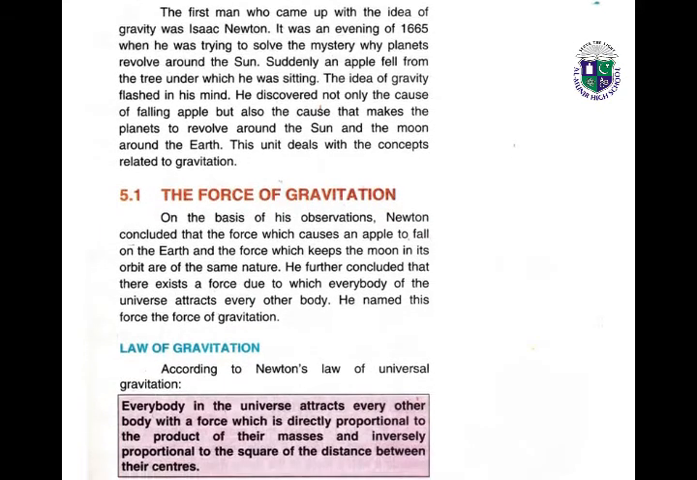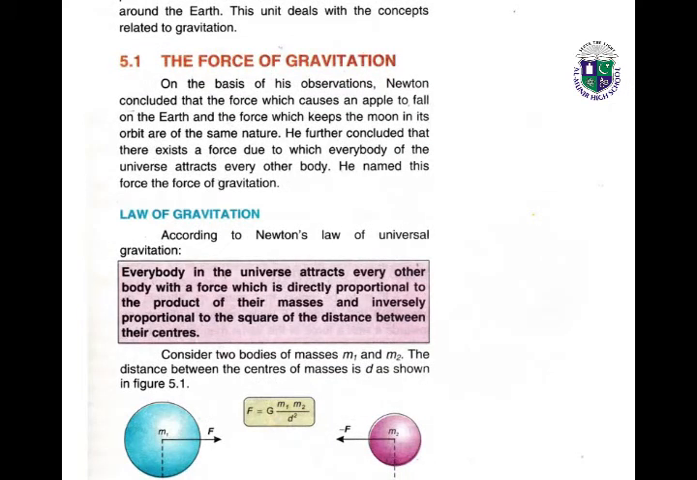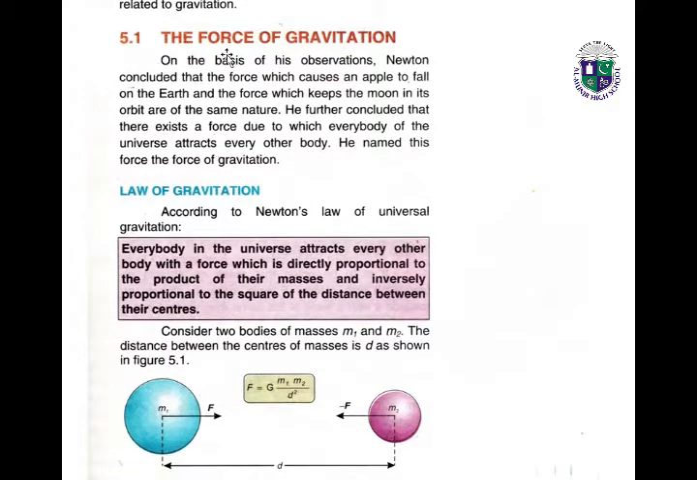So this unit contains the topics about gravitation and gravitational force. First of all, the force of gravitation. What is the force of gravitation? If we look at it on the basis of Newton's observations, what did Newton conclude? He concluded that the force which causes an apple to fall on the earth and the force which keeps the moon in its orbit are of the same nature. He further concluded that there exists a force due to which every body of the universe attracts every other body.